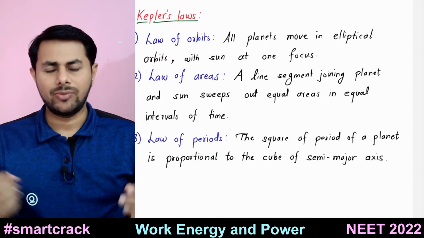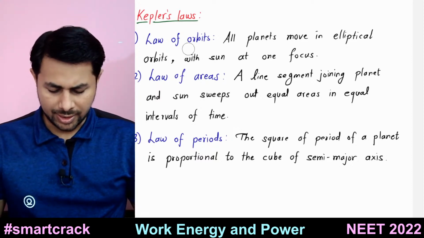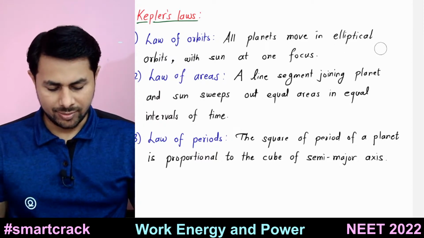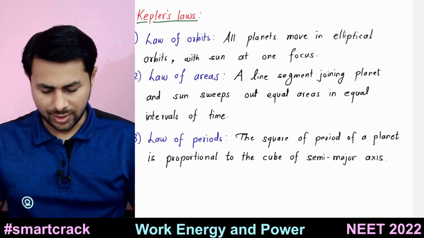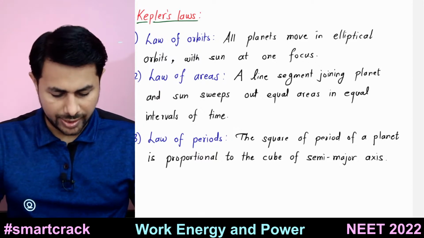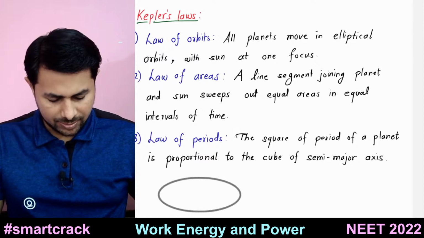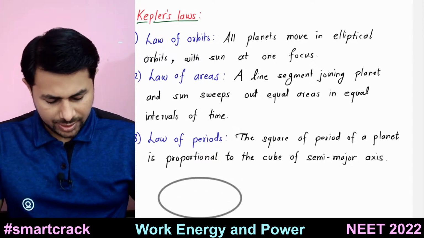So these are laws for motion of planet around sun. Okay, so they say that there is first law, which is law of orbits. All planets move in elliptical orbits with sun at one of the focus. Okay, so we know that there are two foci to an ellipse. So if we consider an ellipse like this, then there will be two foci and sun is at one of the focus.